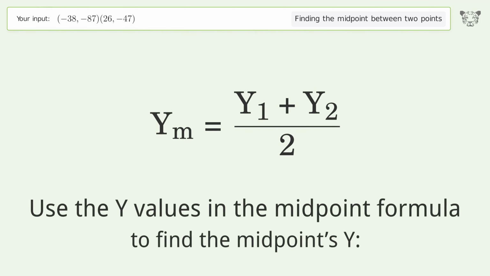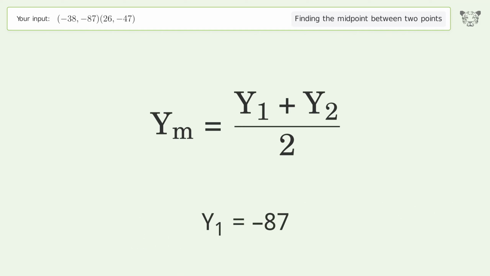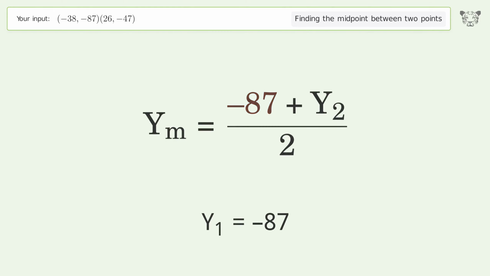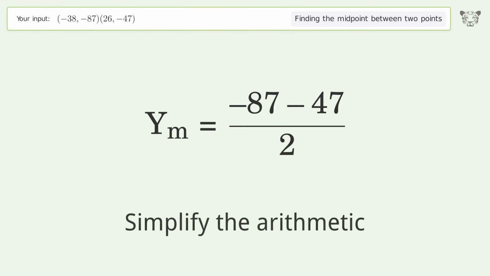Use the y values in the midpoint formula to find the midpoint's y. y1 equals -87. y2 equals -47. Simplify the arithmetic.